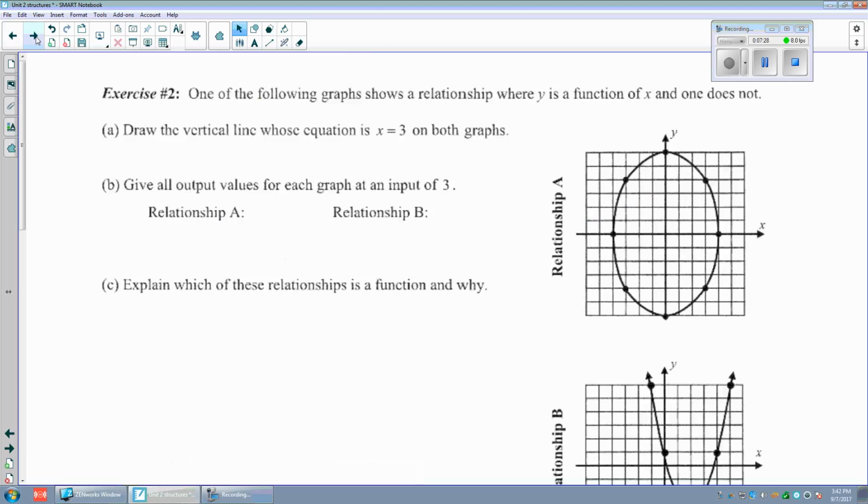One of the following graphs shows a relationship where y is a function and one does not. Draw a vertical line whose equation is x equals 3. You might want to go left to right, but it says vertical. I'll use that one right there. It says vertical. X equals 3. 1, 2, 3. See? It crosses it twice. Give all output values for it. It's going to be the output. Output. Right there.